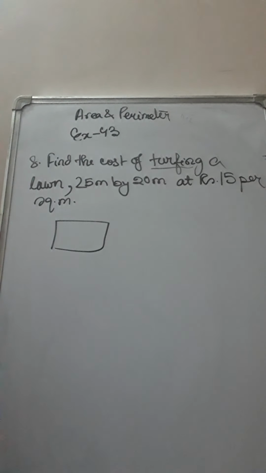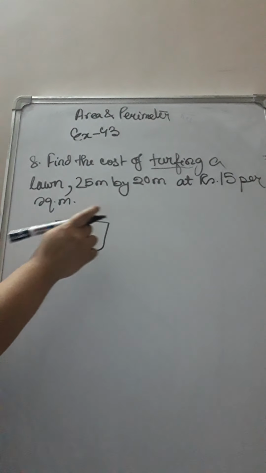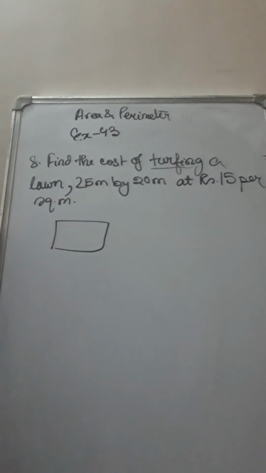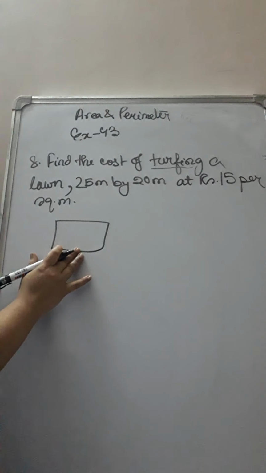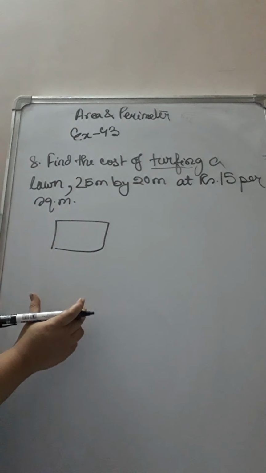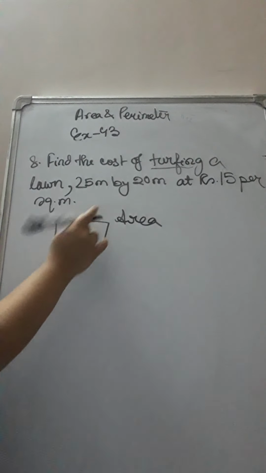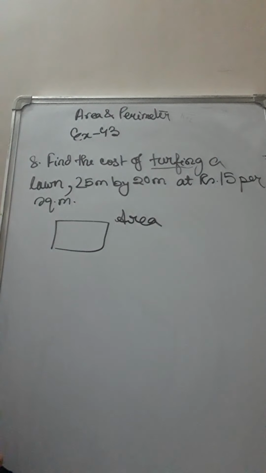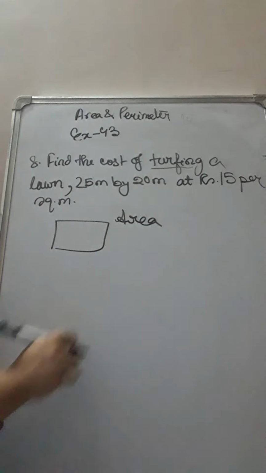Now lawn can be of any shape, square or rectangle, that we will come to next. But first we will understand the meaning of turfing. Turfing means putting grass. So when you put grass, obviously you don't put it on the boundary, rather you put it in the space inside the lawn. So basically here we are concerned with finding the area, because only in the area of the lawn, or the space inside, we generally put the grass or turfing is done. So that is number 1, that here we have to first find the area.